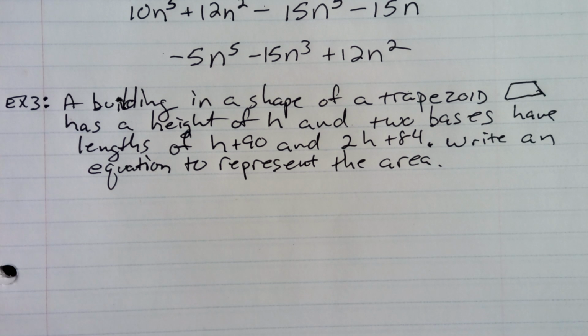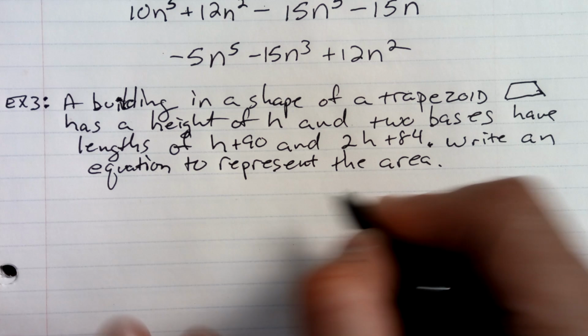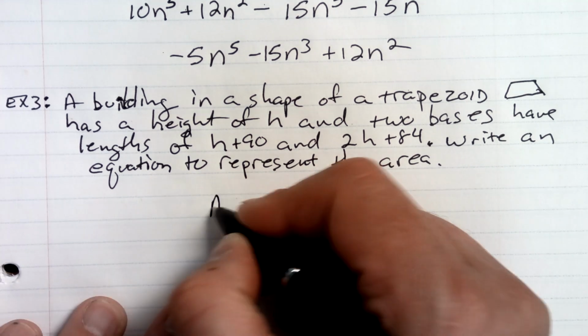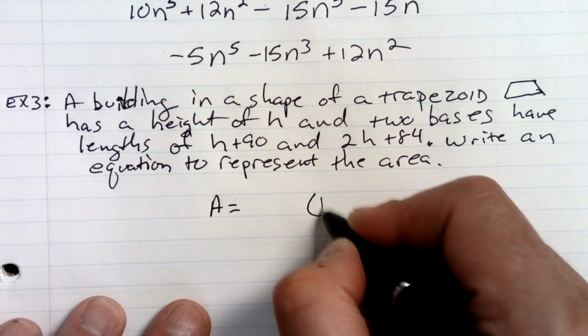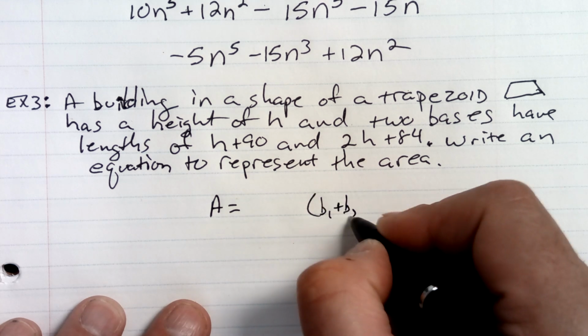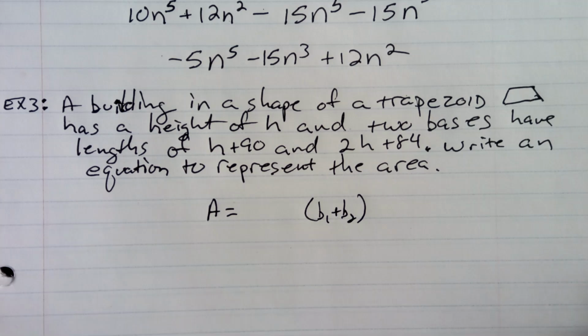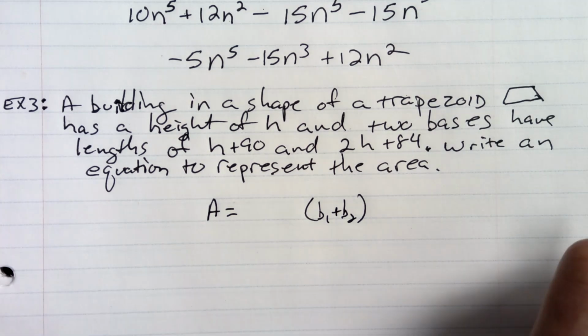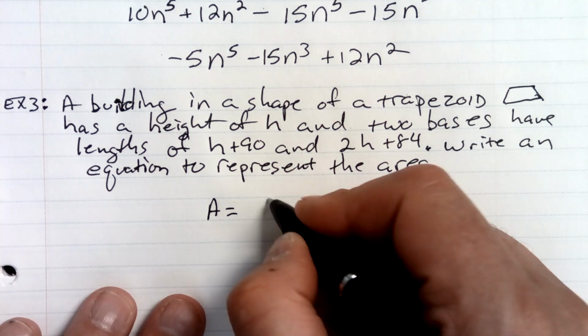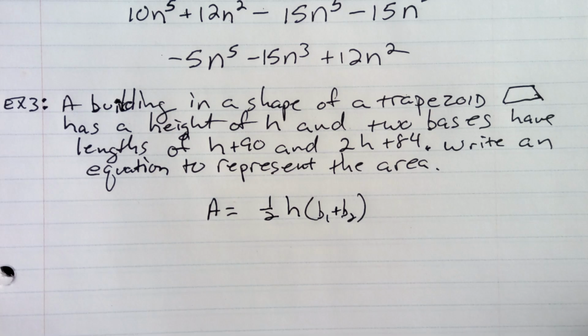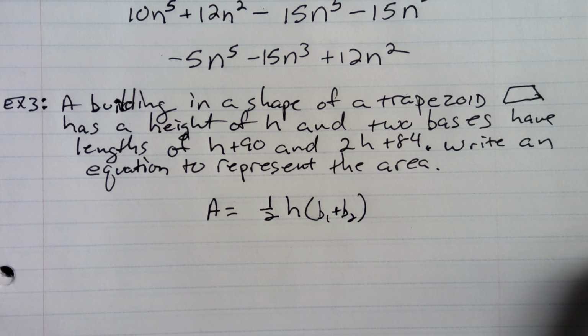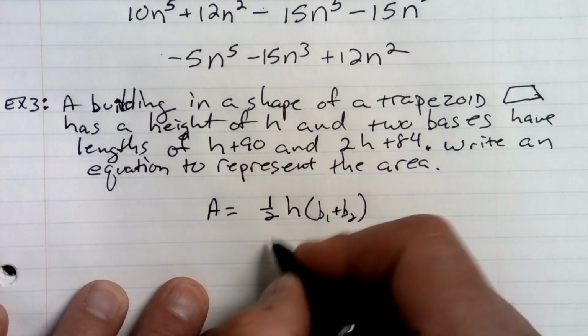Does anyone know the formula for area of a trapezoid? Base 1 plus base 2, I like that. What else? It has 2 bases, what else does it have? 2 lengths. Nope, I'm looking for a specific word. Height, thank you. And it's actually half the height. 1/2 h times b1 plus b2. Yes. So we're just bringing down the 1/2.